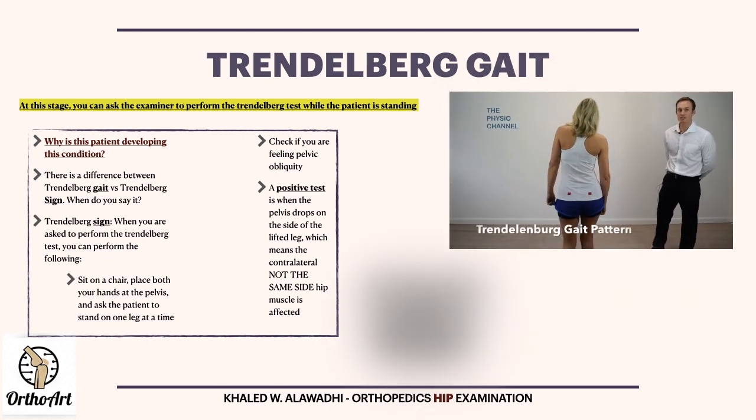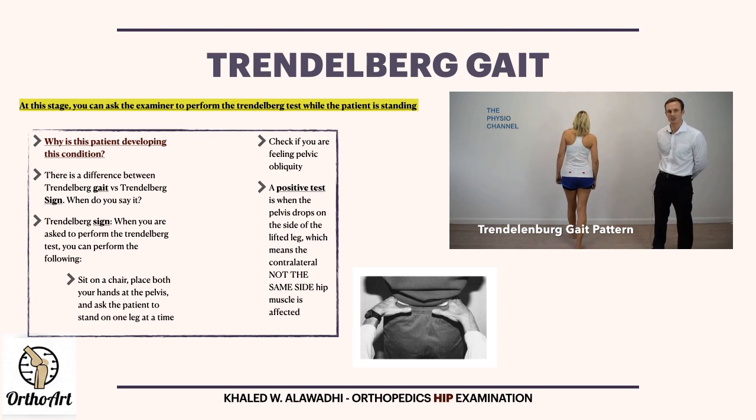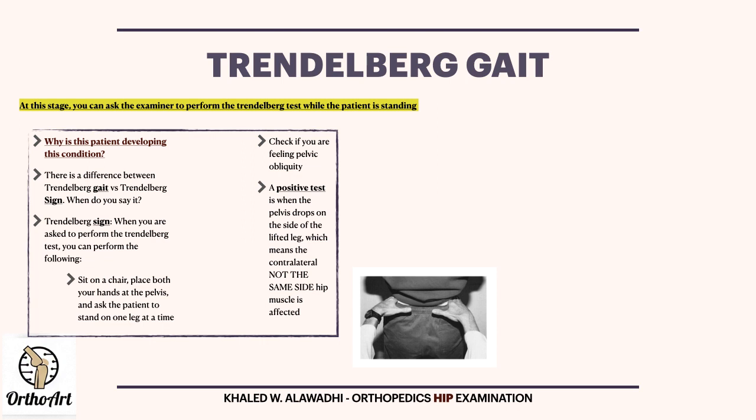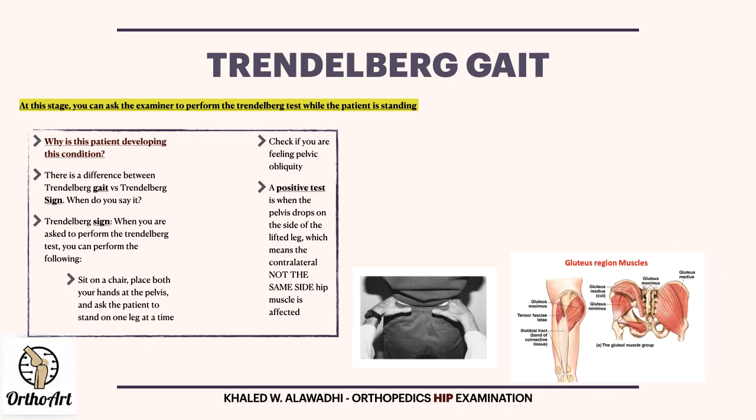And this is a video again, showing the gait, and this is how you do the test. So you put your hands above the iliac crest and you ask the patient to do the test, the sign. So again, which muscle is affected in this patient? The gluteus medius.